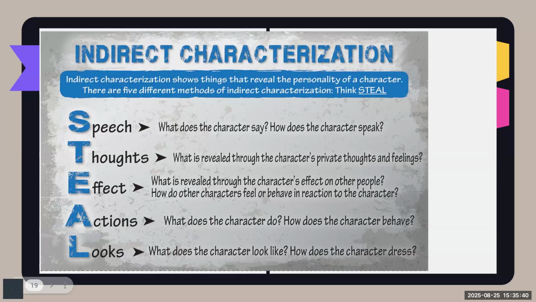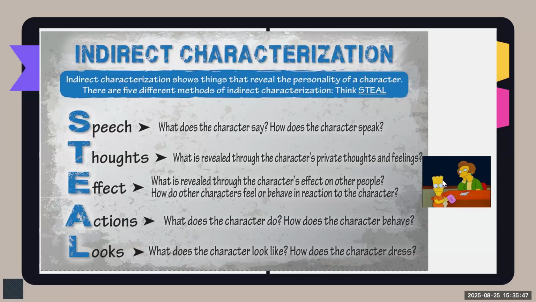Next is effect on others. How do other characters react to this character? For example, in The Simpsons, when Bart enters a room, teachers and classmates often sigh or roll their eyes. The teacher doesn't have to tell us, I think Bart is a troublemaker. Her reaction, the effect he has on her, rolling her eyes, lets us know without anybody having to tell us directly.